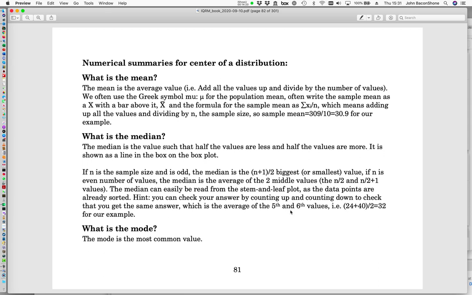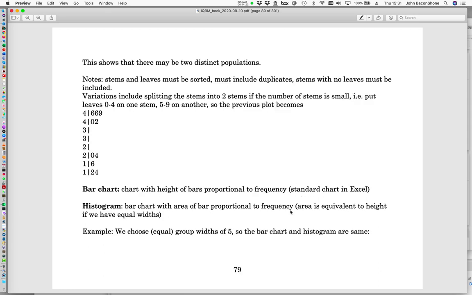So if we go back to our stem and leaf plot, if we're going up, the 5th value is 24 and the 6th value is 40. We need to be a little bit careful about the ordering of the leaves. So the average of 24 and 40, I already said, is 32. Similarly, if we're reading down, the 5th value from the top is 40 and the 6th is 24. So again, the average is 32.